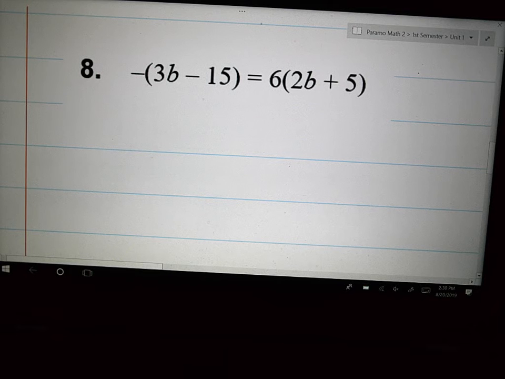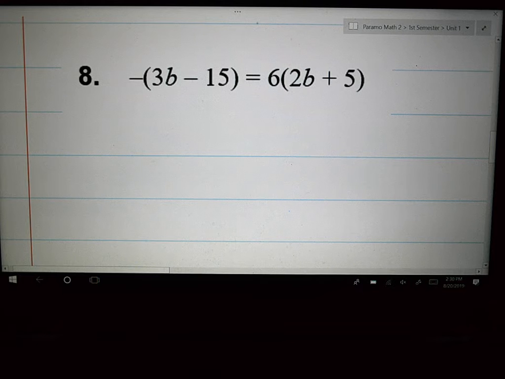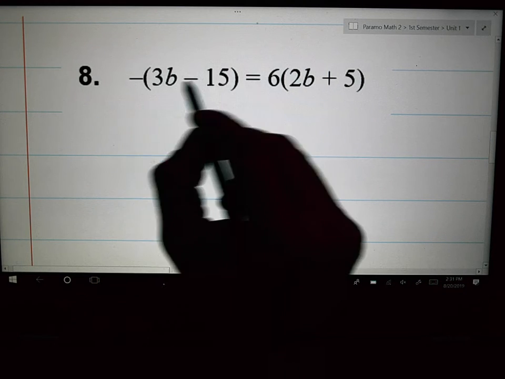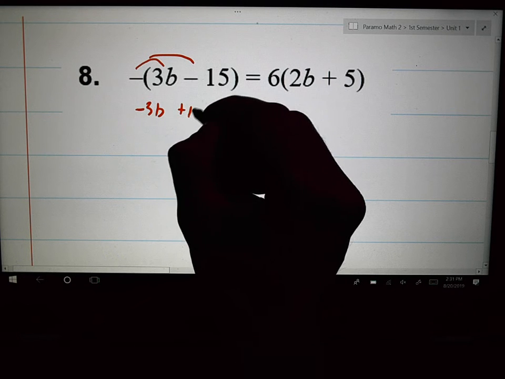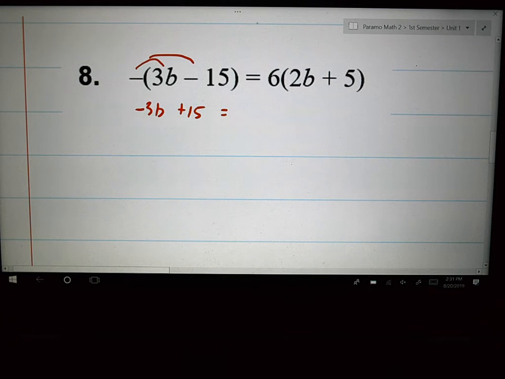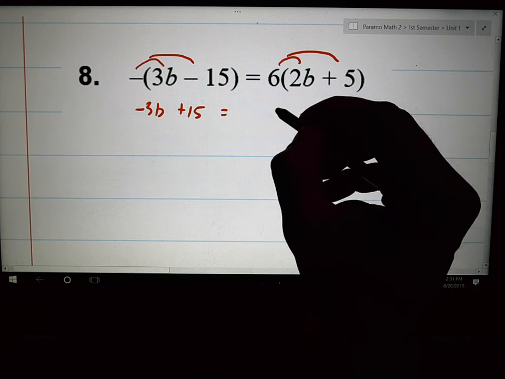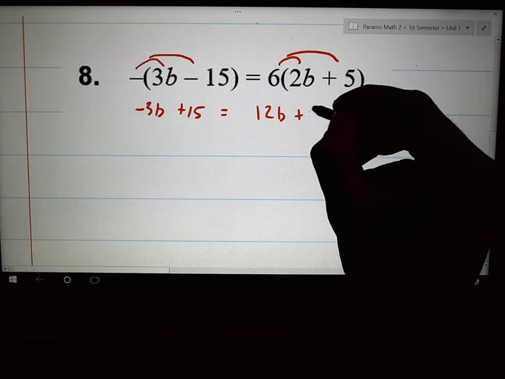So how does it get harder? Here's an example. Here's number 8. I would distribute this first. Subtract this group, which means minus 3b plus 15. 6 times this group would be 12b plus 30.